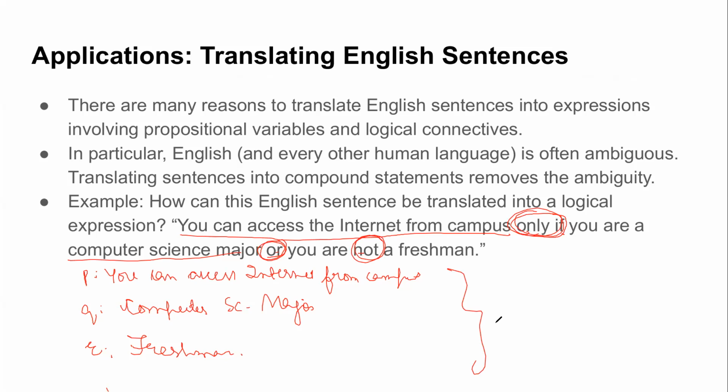Okay, but don't you think only if is missing a bit? When do we use only if, class? So or is simple, you can use or. Not is simple, you can use a complement. So definitely we have Q or this, right? What about this only if?